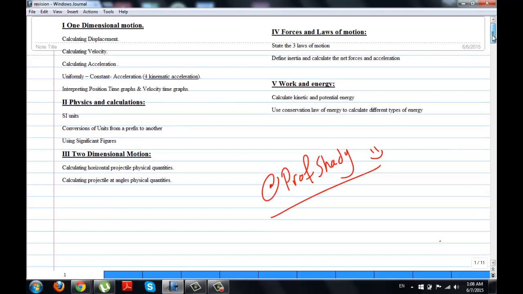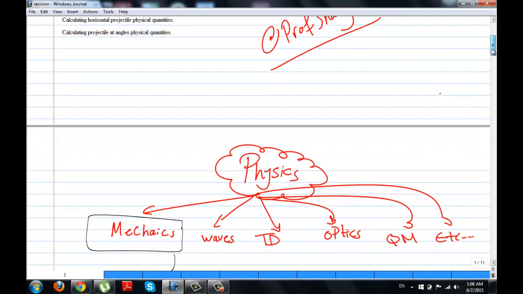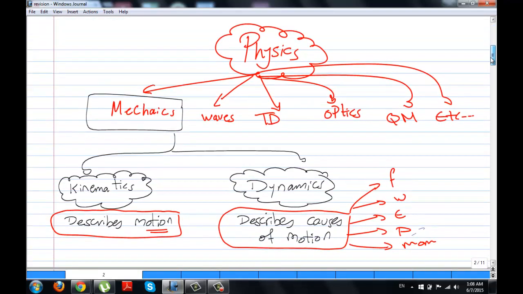In order to summarize this in one map, let's go to the physics, which is the main root here. Physics is the branch of science that discusses matter and energy, and it has many branches, as you can see: mechanics, waves, thermodynamics, optics, quantum mechanics, etc. So you have many fields of physics. One of the fields is mechanics, which is our concern today.